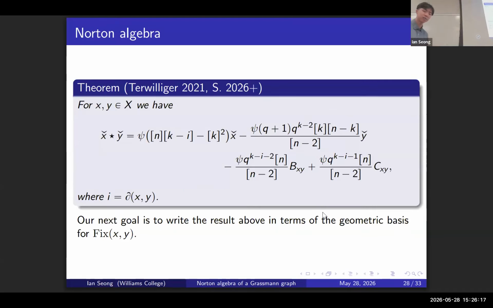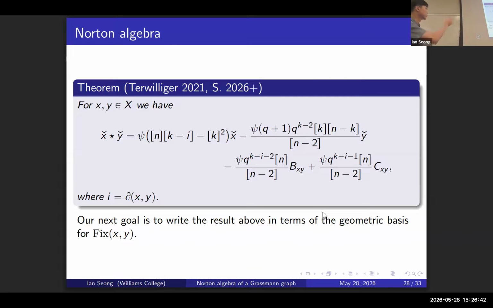Okay, so how does this apply to the Grassmann graph? There's actually a well-known result by Terwilliger. Yeah, he's my PhD advisor. He found this result in 2021, and it applies to all general distance regular graphs. What I did was simply plug in the numbers that I know about the Grassmann graph, like the eigenvalues and the dual eigenvalues, and it gives me this result right here.